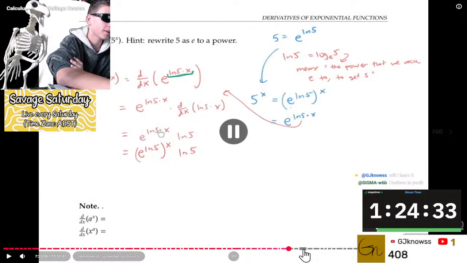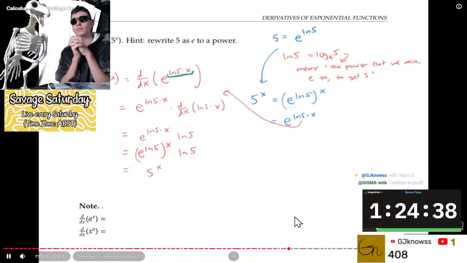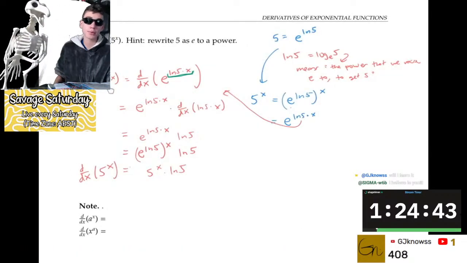Take the power of a power, I multiply the exponent. And remember, e to the ln 5 is just a fancy way of writing 5. So I've got 5 to the x times ln 5 as the derivative with respect to x of 5 to the x. This same argument works not just for a base 5 exponential function, but for any base exponential function.